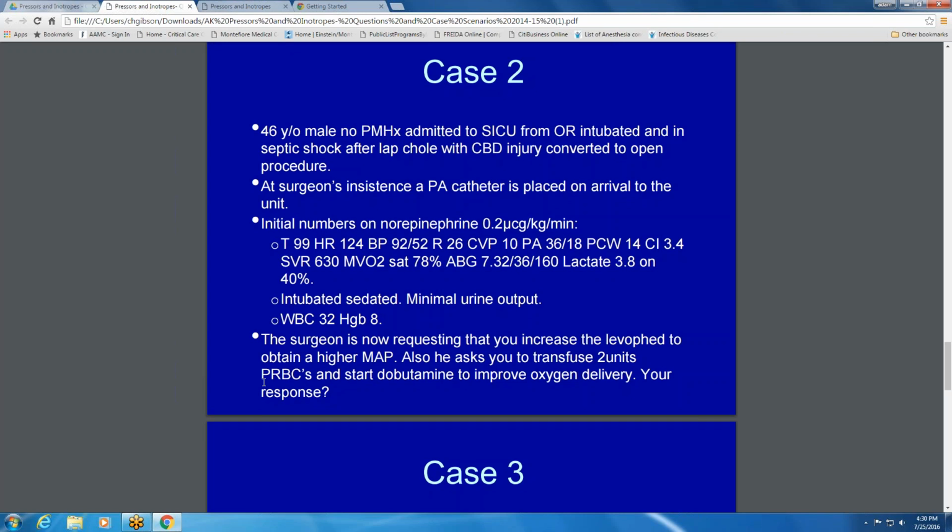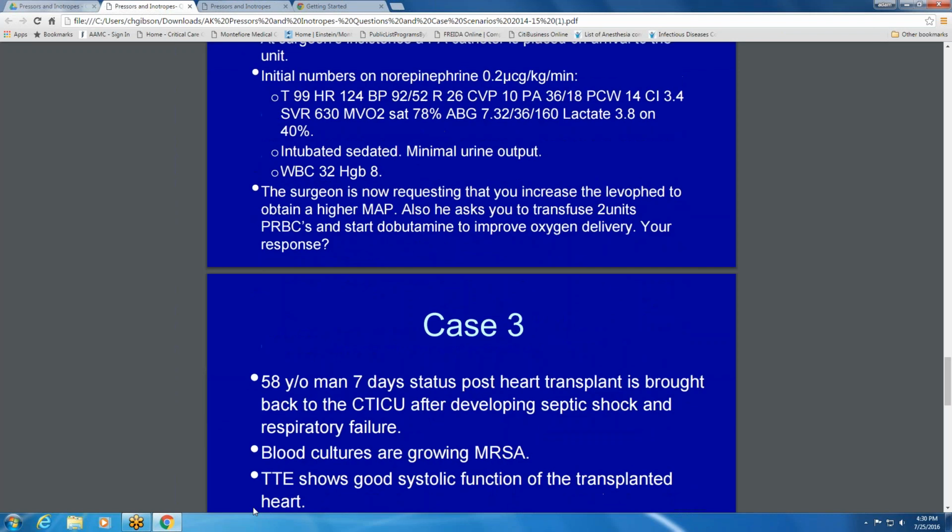Right now, his MAP is exactly 65. So all right, we can give you a 70, 75. It's probably not going to make a difference. Might make the surgeon more comfortable.